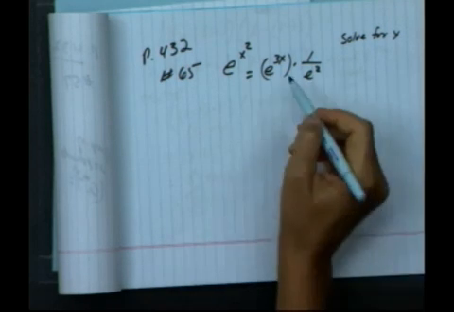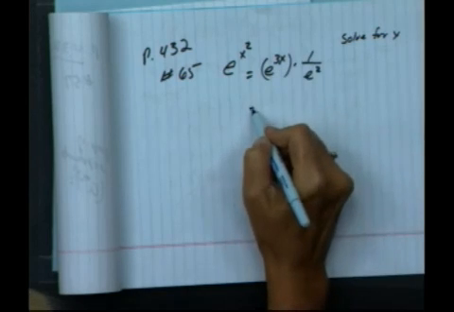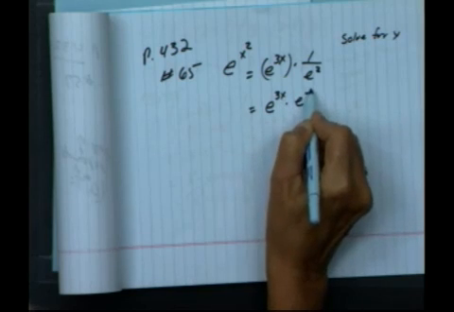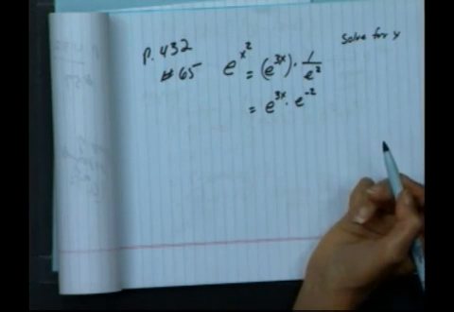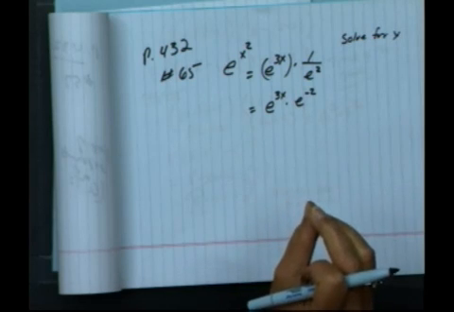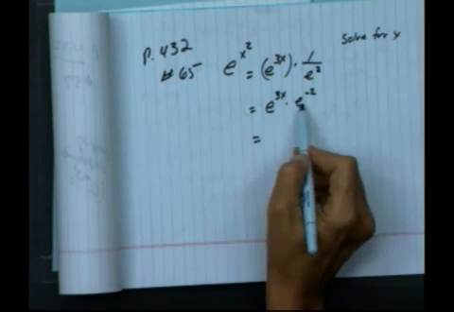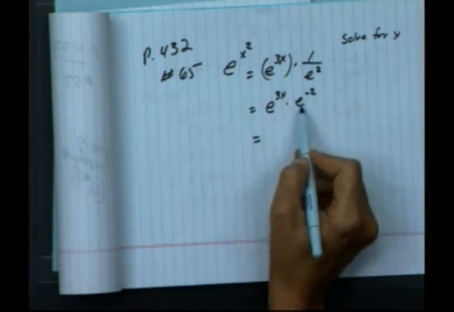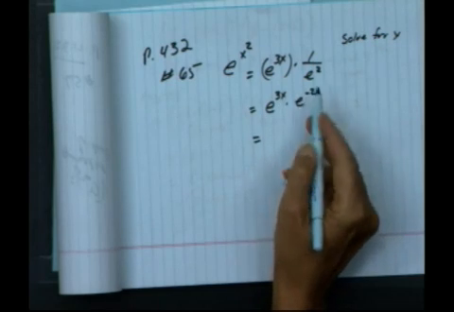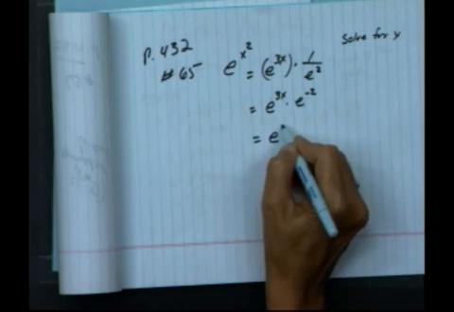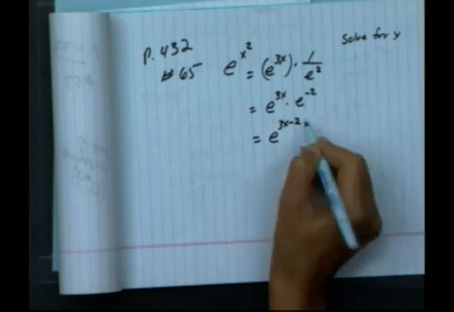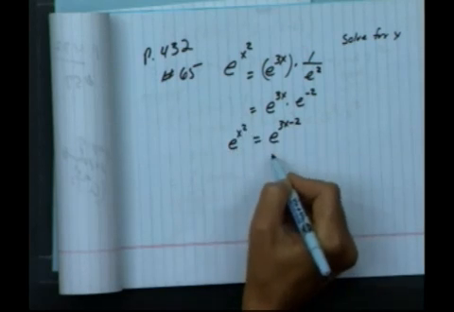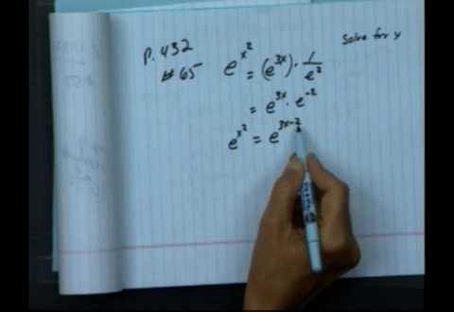Okay, all right, so you're going to look for a way to simplify this. So you're going to write that as e to the 3x times e to the negative 2, because we're trying to get the single base e here. Okay, now what do your properties of exponents say you can do? If you have like bases, then you can add the exponents. So you got e to the 3x minus 2. All right, good. So now we have e to the x squared equals e to the 3x minus 2.